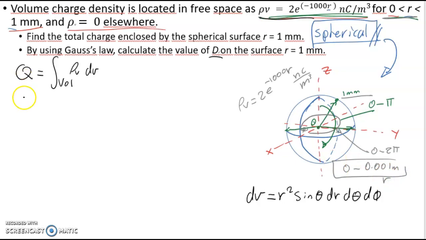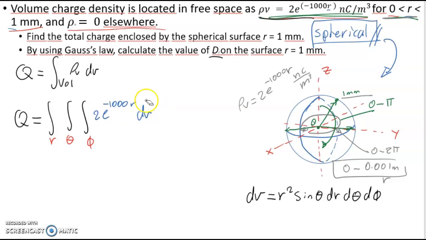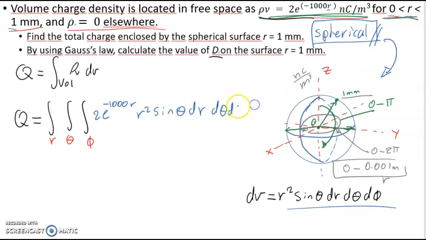So if we start substituting these values, we will see that the charge is going to be equal to the triple integral for radius, theta, and phi of the expression 2 times e to the minus 1000 r times the volume. However, the volume is substituted by this, which is radius squared sine of theta dr d theta d phi.